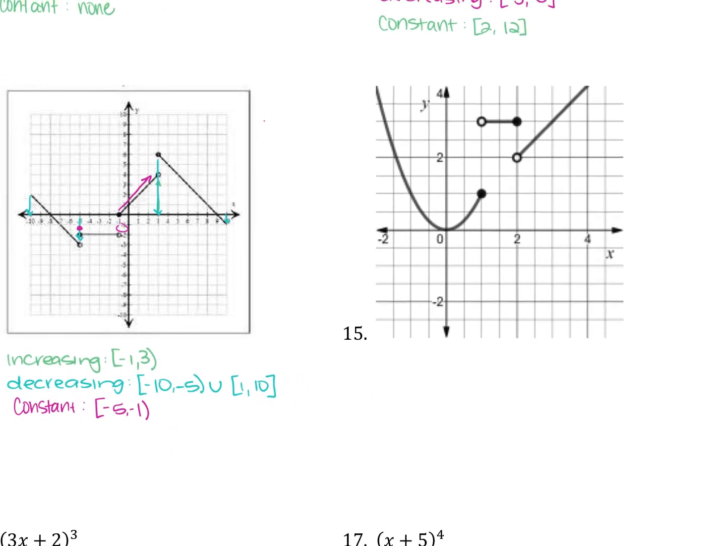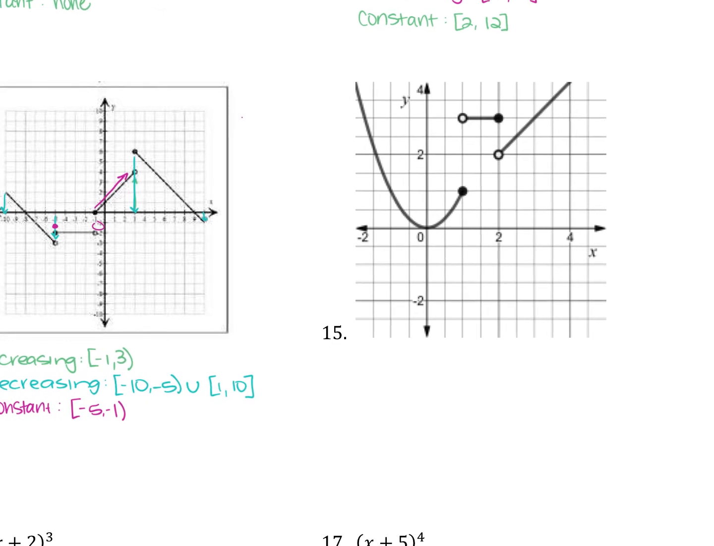For number 15, we are going up, so we're increasing from 0 to 1. We're including both of them as well, so brackets on both. We are also going up from 2 to 4. So that's a union from 2, not including the 2, to 4, including the 4. Again, if that had an arrow on the actual line, it would go to positive infinity, and that 4 would become an infinity. But it does not have an arrow on there, so we're not going to include that.